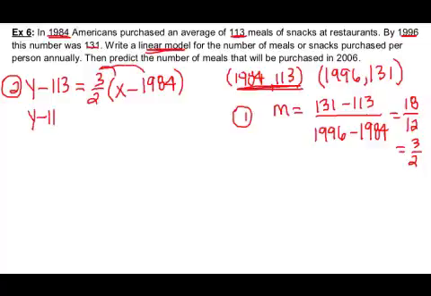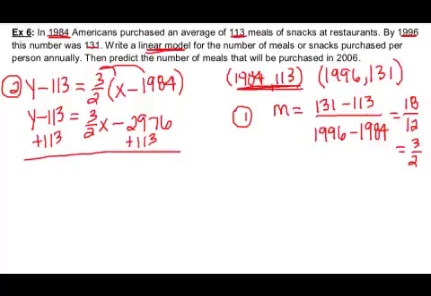We have y minus 113 equals 3/2 x minus, we multiply 3/2 times 1984, you should get 2,976. Then lastly, we're going to add 113 to both sides. So our final equation is y equals 3/2 x minus 2,863. So that is our linear model that they asked for. So that's the first part of our answer.